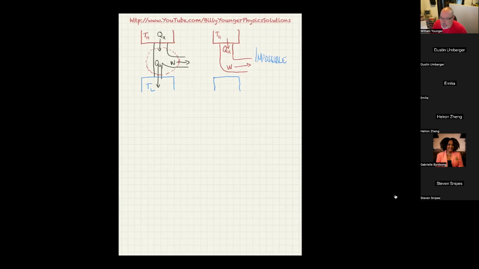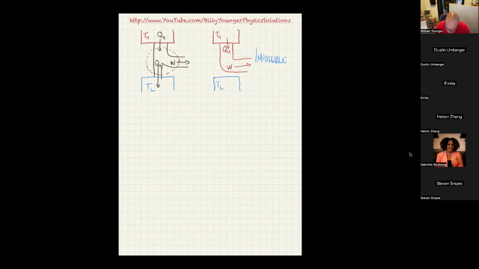Your book does a really good job. By the way, this TL and TH are called operating temperatures. The work is the work you get out. And in this scenario, whenever we use the symbols QH, QL, W, at least when we're dealing with heat engines, they're always understood to be positive. So we get rid of those sign conventions like we did earlier. That's one of the main aspects that you got to take into account, is that we don't have a negative QL or a negative W or anything like that anymore.